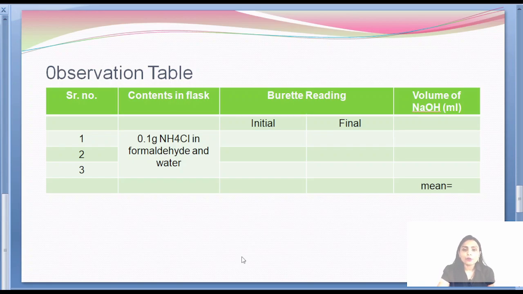This will be our observation table. As I have already told you, the procedure is done in triplicate. In this step, the content in the conical flask will be 0.1 gram NH4Cl with formaldehyde and water. Here will be the initial and final burette readings, and this will be the mean volume of NaOH solution.